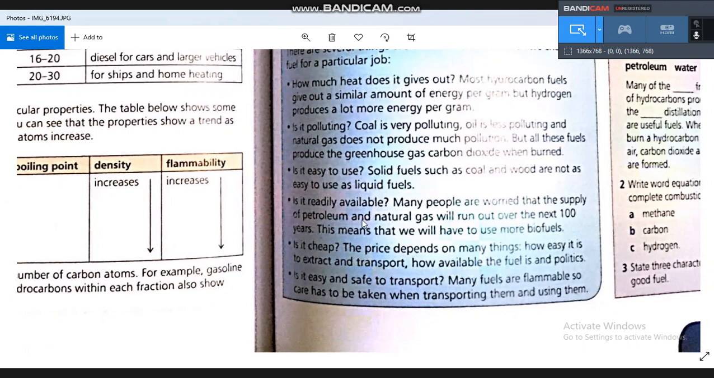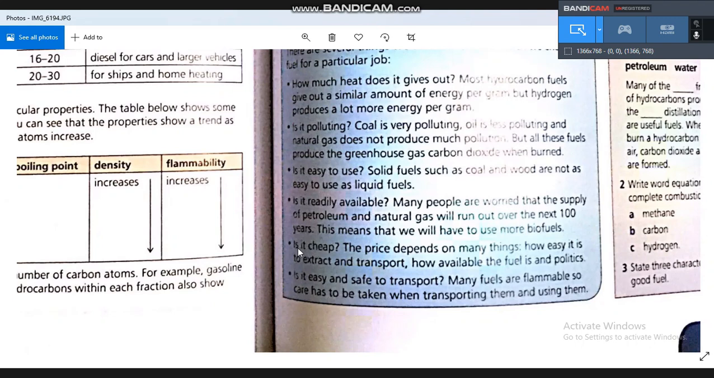After that, we have availability. Do we have a large amount of this component or not? Okay. And we have also, is it cheap? If we compare between coal, oil, and natural gas, which one is cheaper? Okay, this is another characteristic.